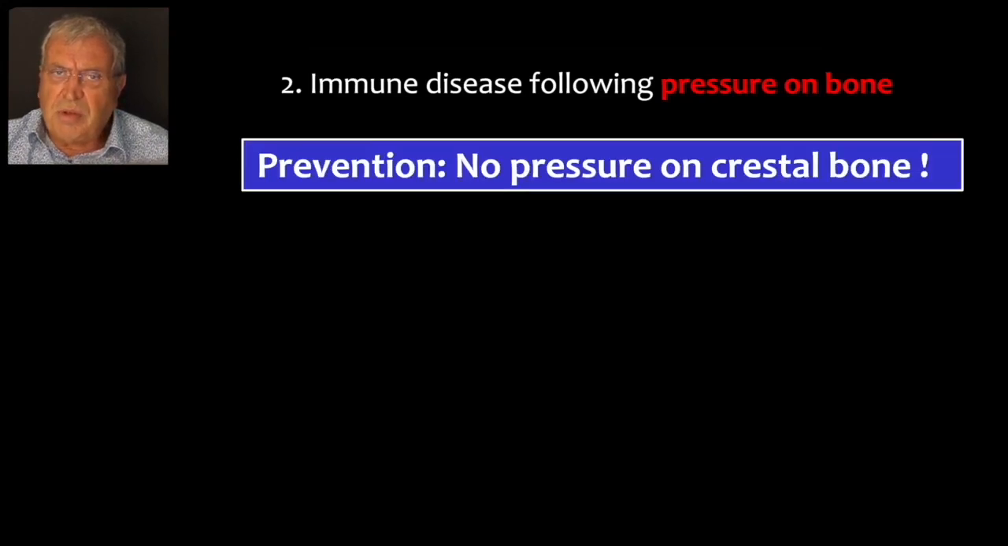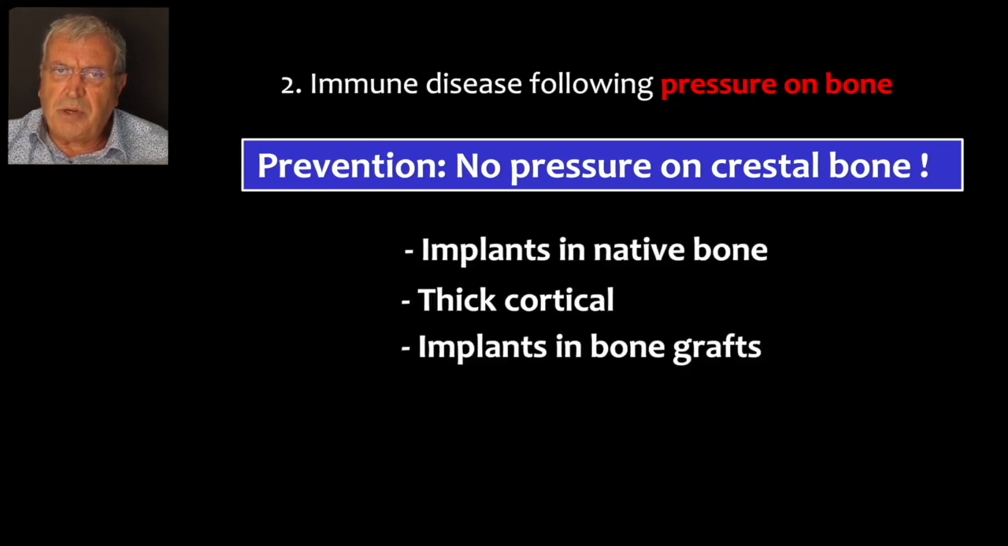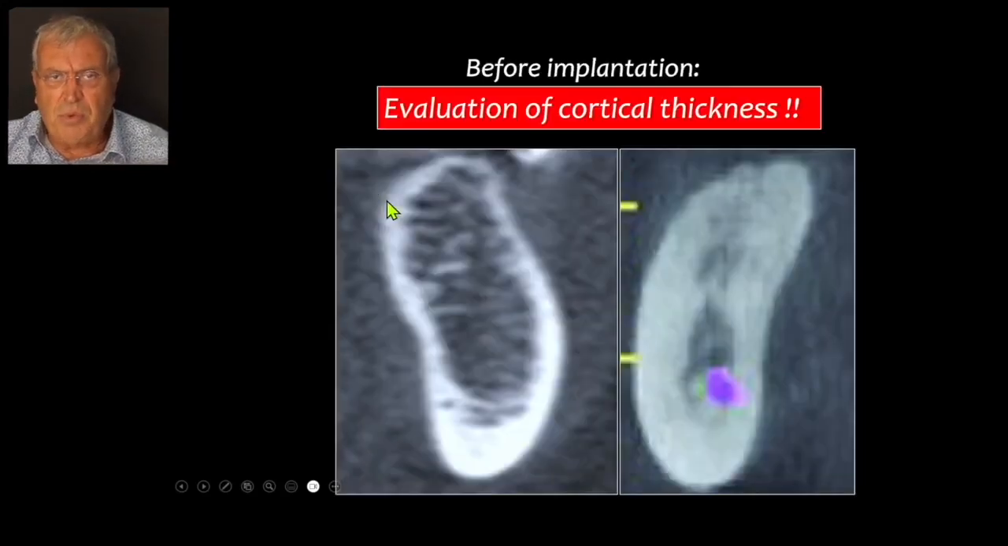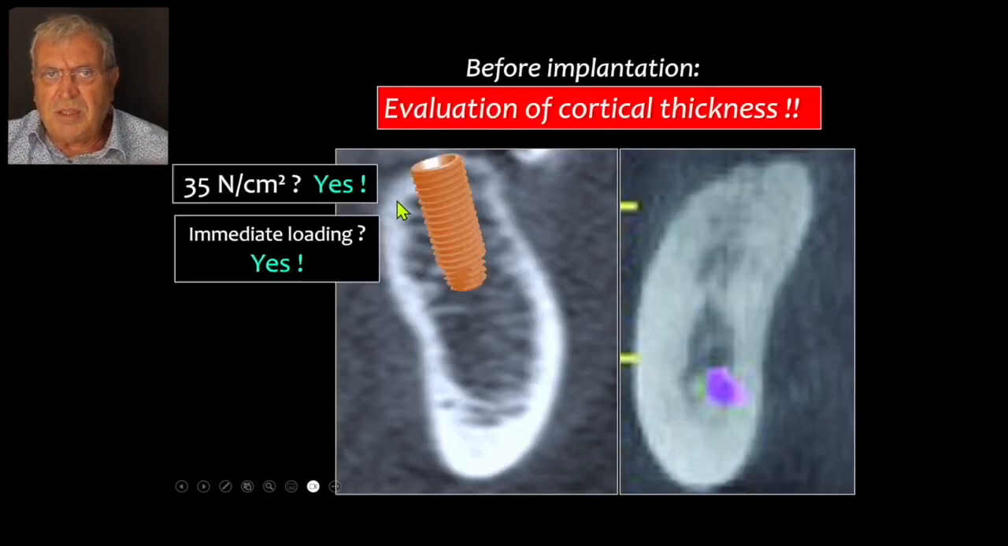How to prevent? By avoiding the pressure on crestal bone. We have different kinds of bone. First is, how is the cortical? We need to assess it. Class 1, type 2, type 3. And then on the left, we can say, yes, we can place the implant with high torque and we can load it immediately, because the implant is in cancellous bone.